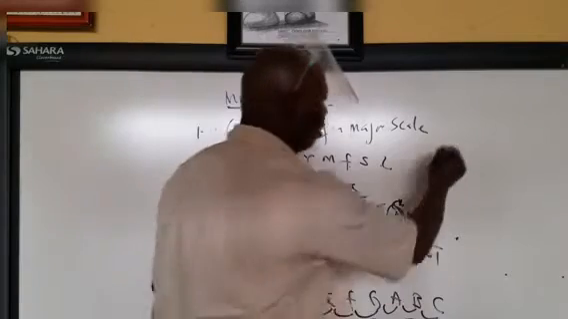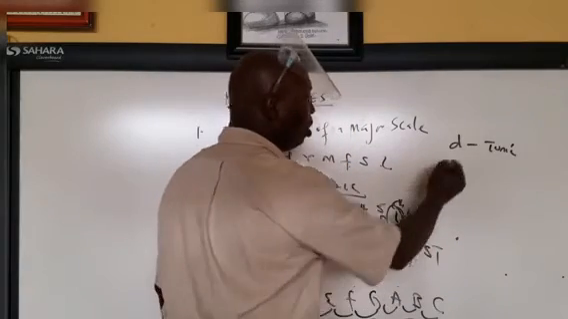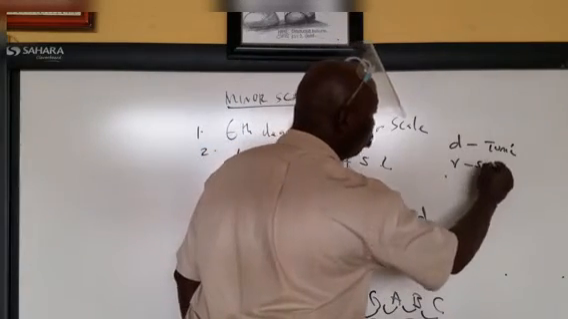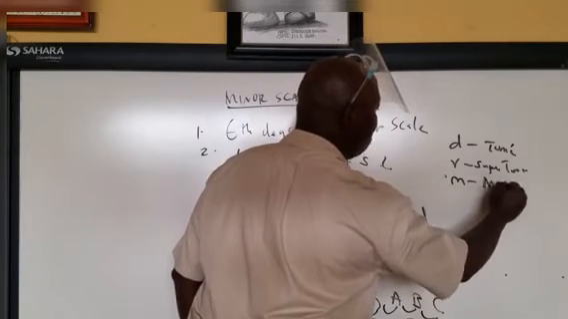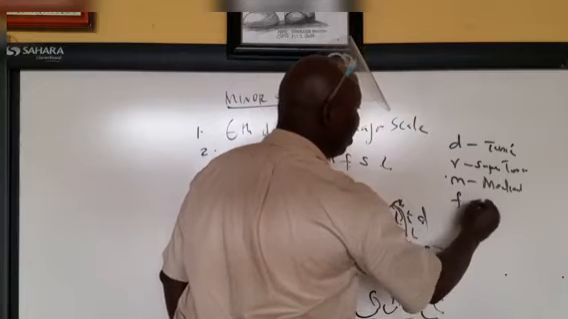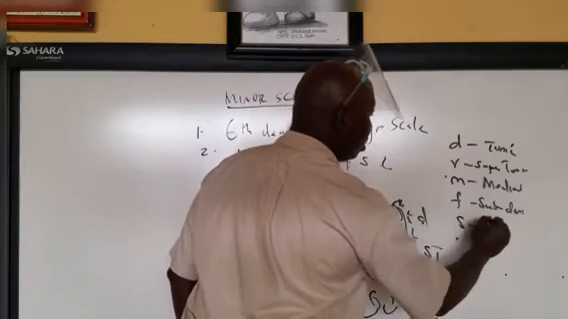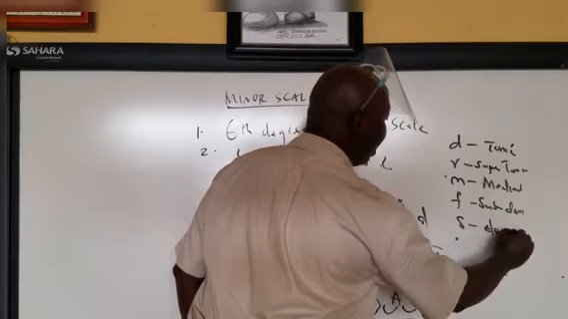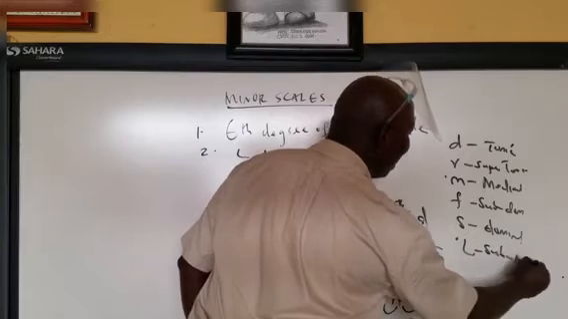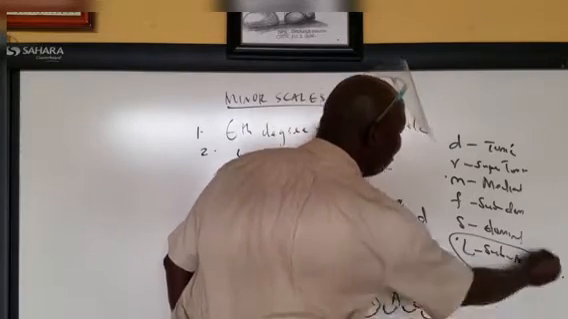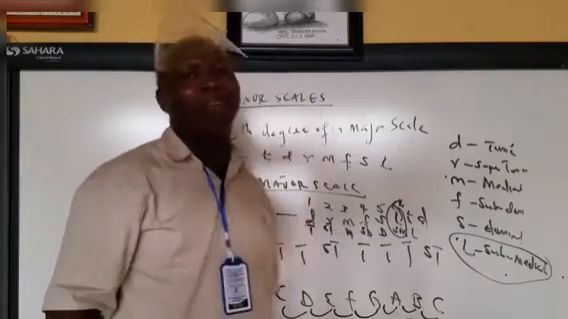Let me put it this way. Do is tonic. Re is what? Supertonic. Mi is mediant. Fa is what? Subdominant. Sol is what? Dominant. La is what? Submediant. I've been emphasizing this because this is what you need to know about the minor scale.